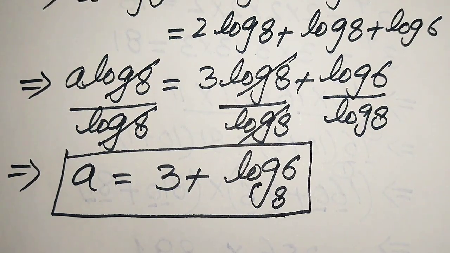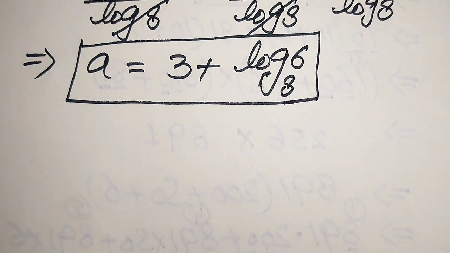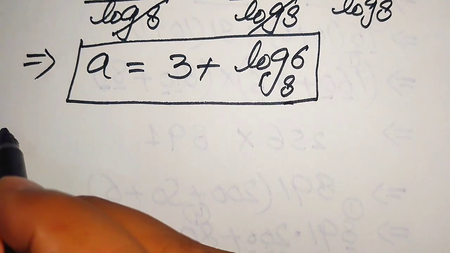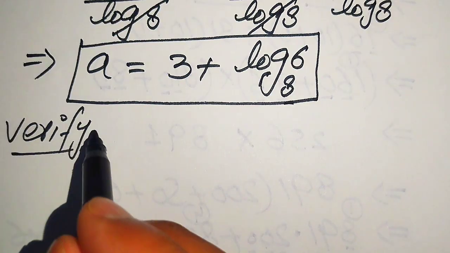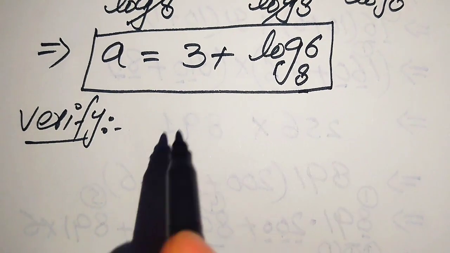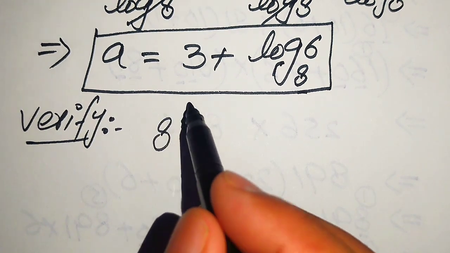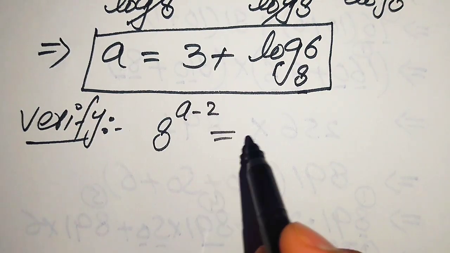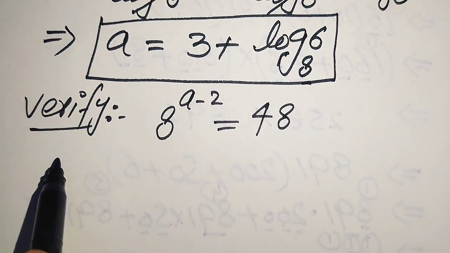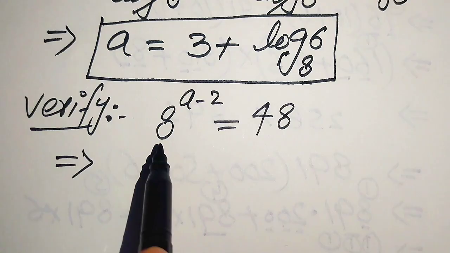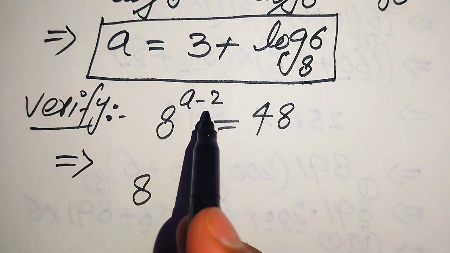And now in the next step we need to verify this value of a. Does this value of a satisfy our given question statement or not? For the verification of the solution we need to copy down the given question statement. Here it is 8 to the power of a minus 2 equals 48. And now we put the value of a in the left hand side of this equation. So we have 8 to the power of a minus 2.